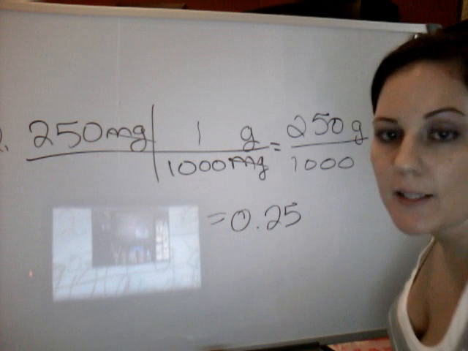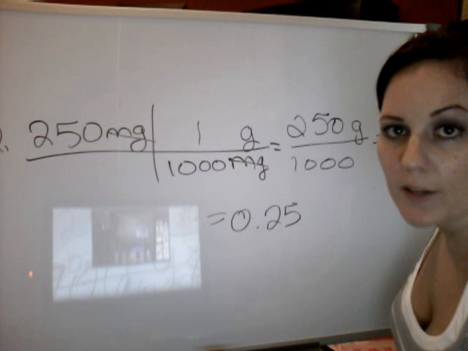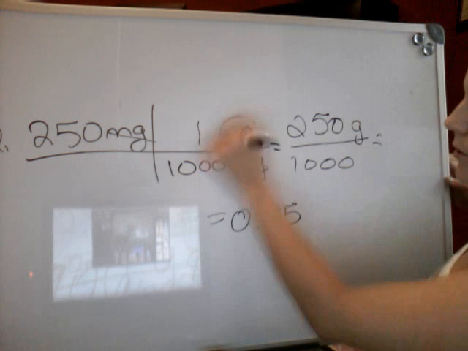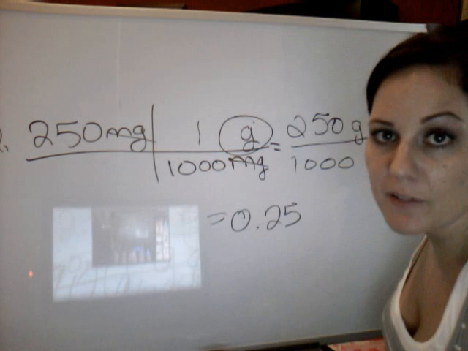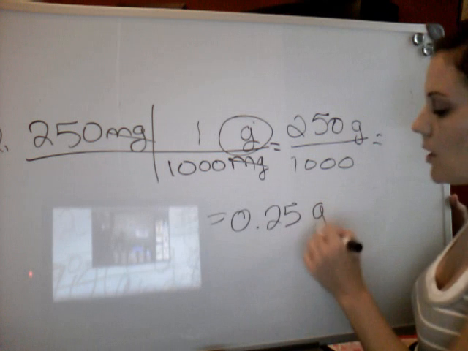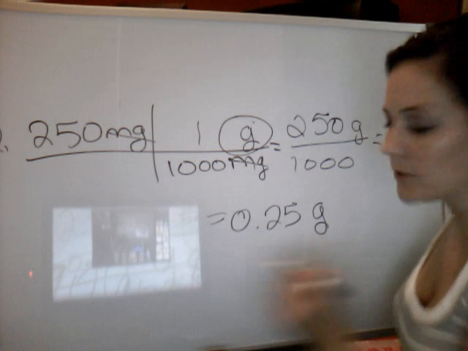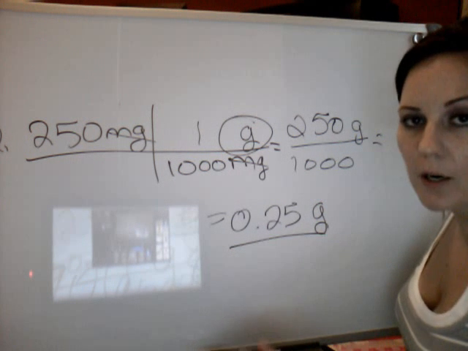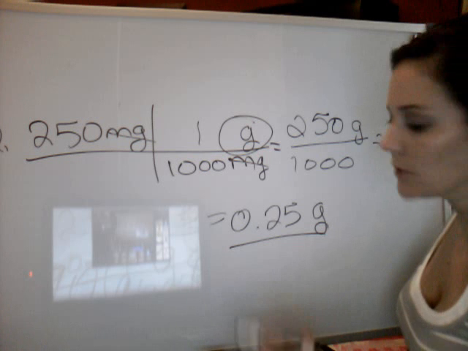Okay, but once again, 0.25 means nothing unless you have a unit. Your unit is what's left standing, which is your grams. And since we're trying to get to grams, this is your answer. You can stop here, 0.25 grams.